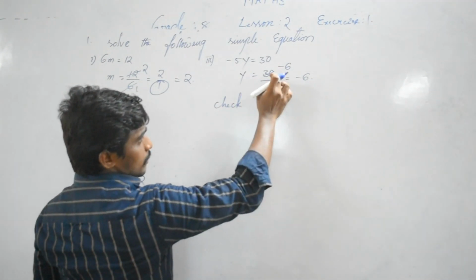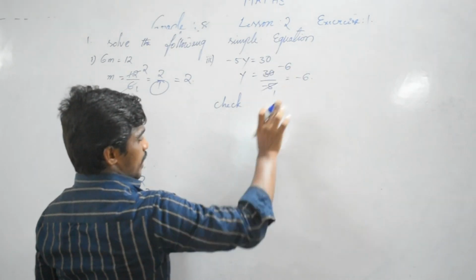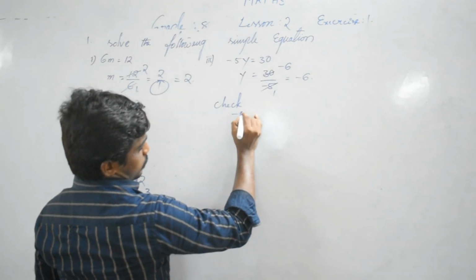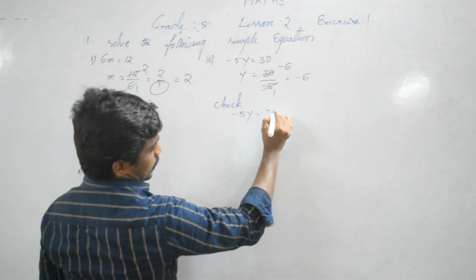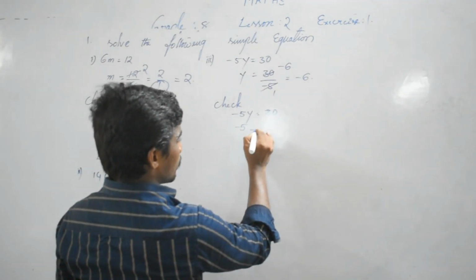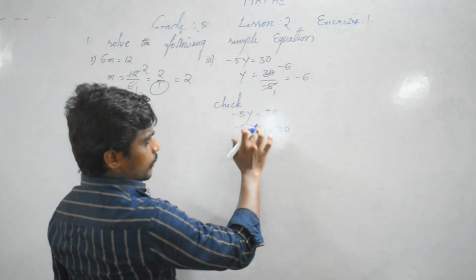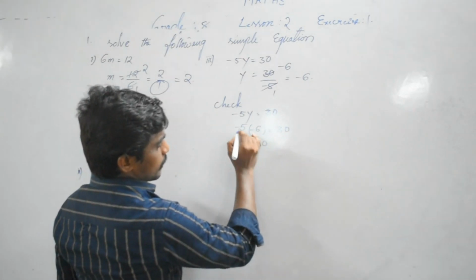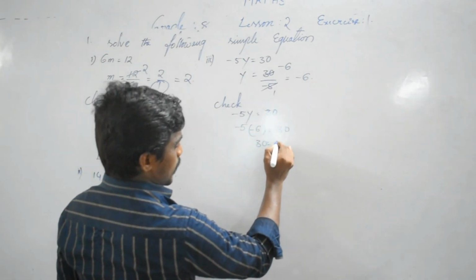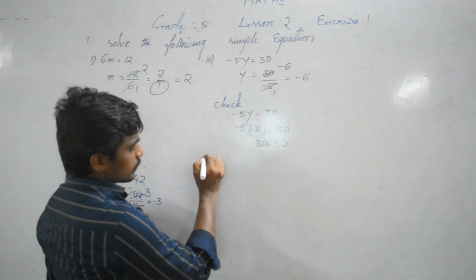Now clear? 5 ones are 5, 5 sixes are 30. Here minus, so minus 6. Minus 5y is equal to 30. Minus 5, y value minus 6 is equal to 30. 5 sixes are 30. Minus into minus plus 30. Next one.